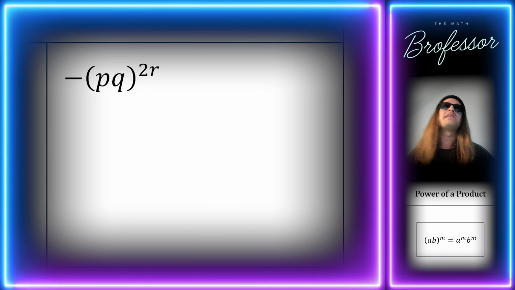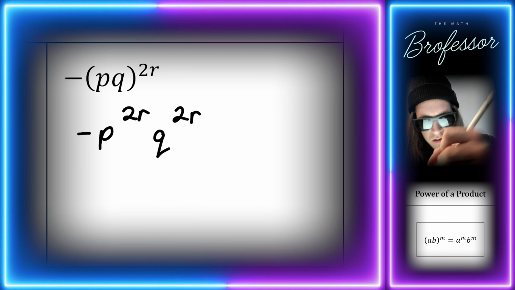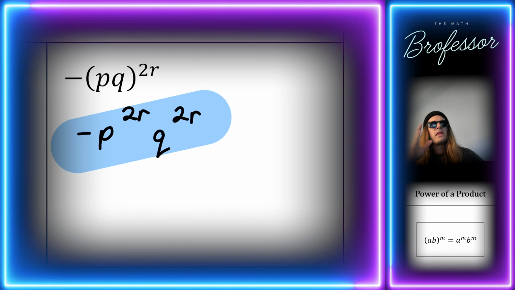That negative, where's the negative? The negative is on the outside of the parentheses. So it just tags along. We need to apply the exponent of 2r to the p and to the q. Again, don't overthink this. You're not bad at math. You just overthink things. This is all you have to do here.